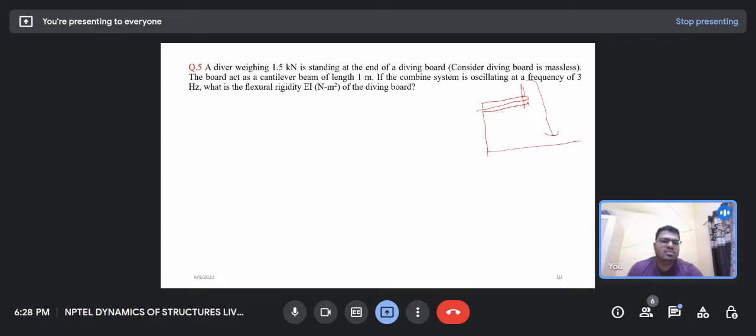The length of the cantilever is given as 1 meter, and the frequency of the system is given as 3 hertz. From here you can calculate the time period. If you can calculate the time period, then you can calculate the stiffness of the system, and if you can calculate the stiffness, then you can calculate the EI of the system.